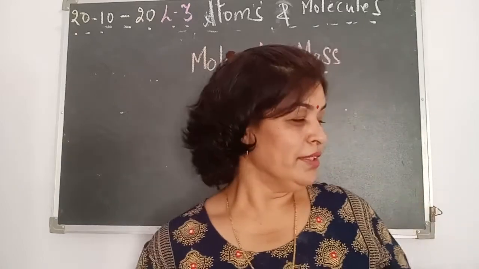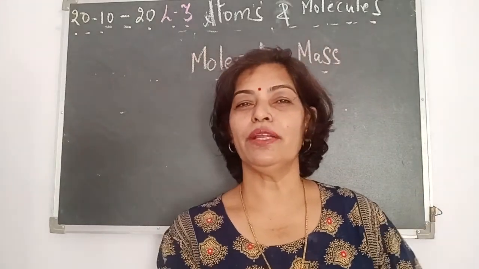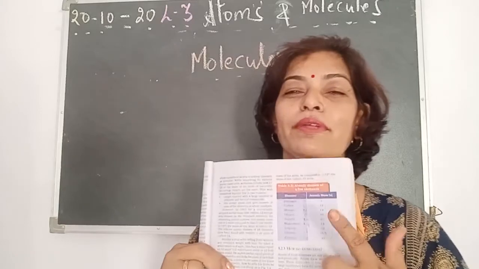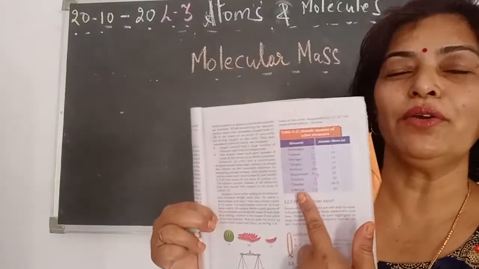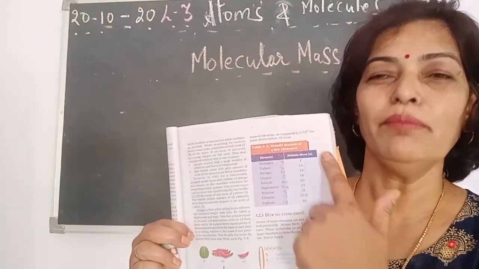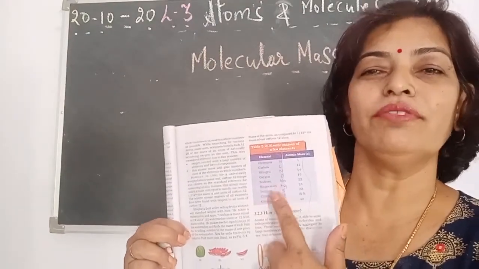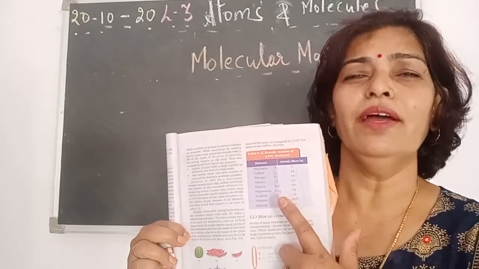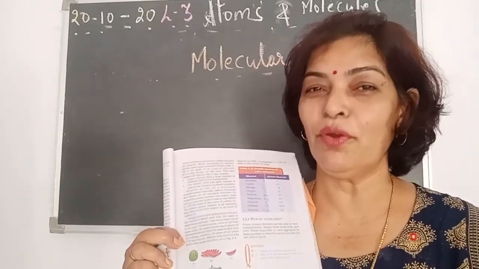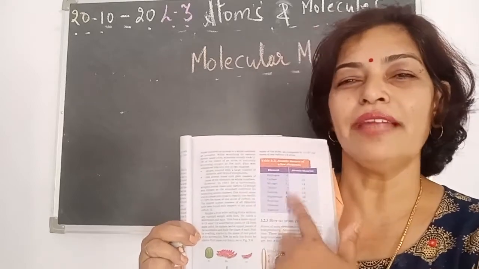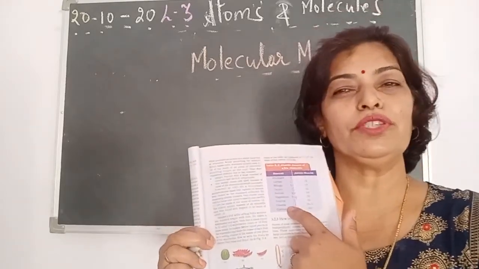Now children, I told you that in this particular lesson you will have to learn certain concepts. This is table number 3.2, and in this table the masses of certain atoms are given. You don't have to learn them by heart. You have to learn table number 3.6 by heart, not this one. These are standard values, so they will be given in your question paper.